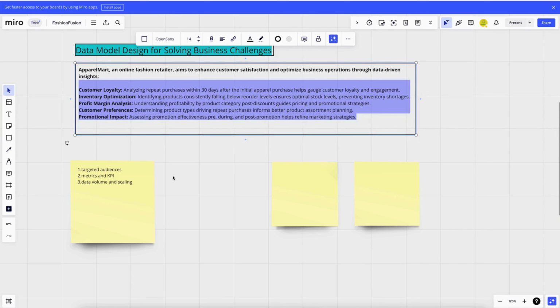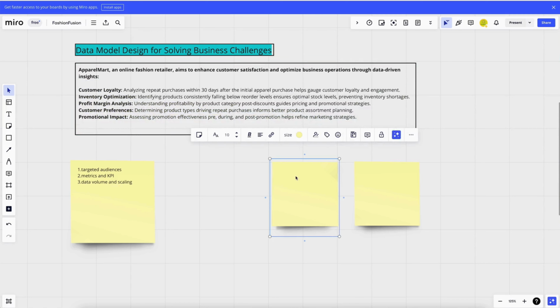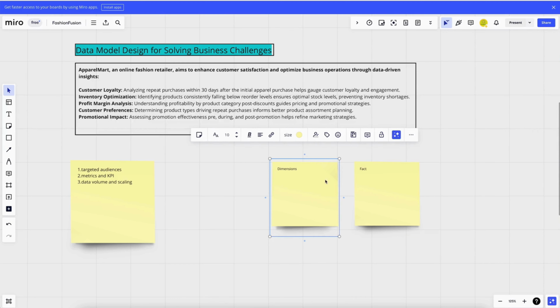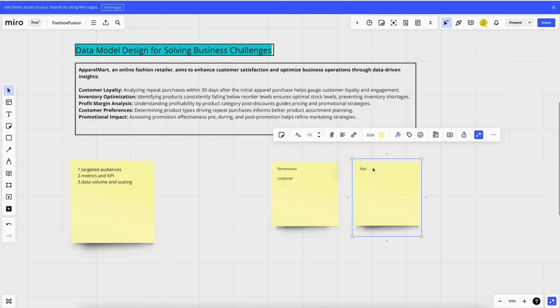So let's start with whatever information they have provided. What are the dimensions and fact tables we should be able to identify here? I'll start with dimension tables here, and I'll put the fact table here. From the first problem statement, we see customer loyalty, so we know there should be a customer dimension table. And on the inventory optimization table, we see something like an order table, so I'll just have that order table in the fact.